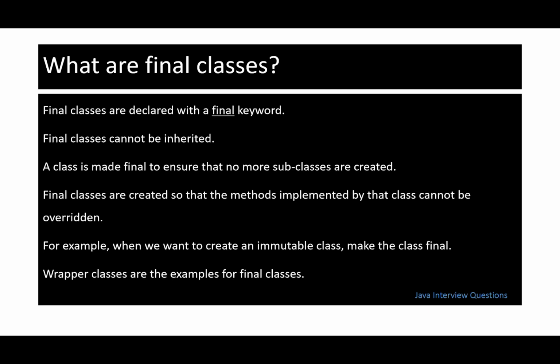What are final classes? Final classes are declared with a final keyword. Final classes cannot be inherited. A class is made final to ensure that no more subclasses are created. Final classes are created so that the methods implemented by that class cannot be overridden. For example, when we want to create an immutable class, make the class final. Wrapper classes are examples of final classes.